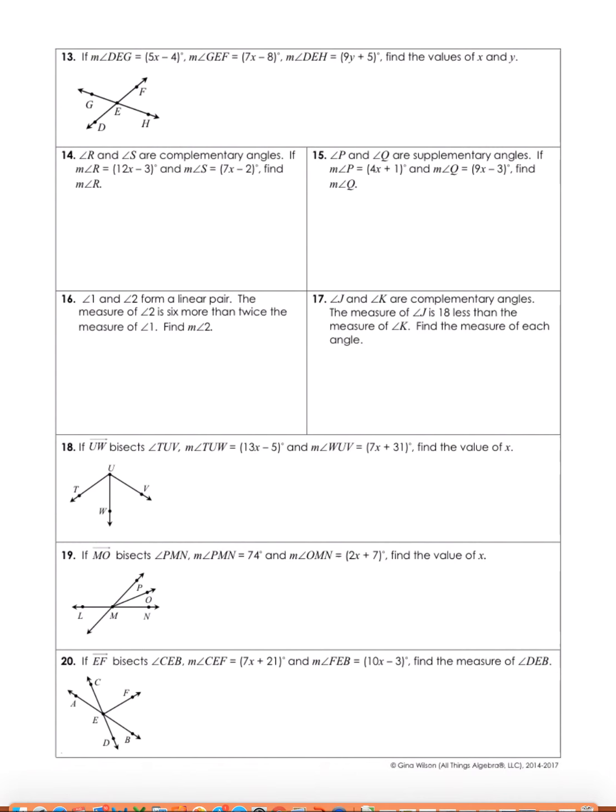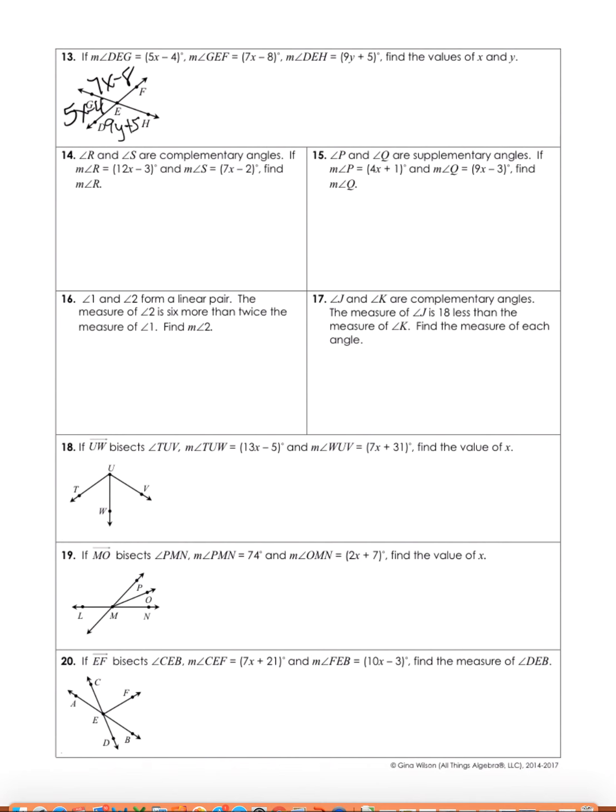Number 13 says, label your picture. DEG is 5x minus 4. And GEF is 7x minus 8. So 5x minus 4, 7x minus 8. Then it says DEH, this part in here, is 9y plus 5. Find x and y.